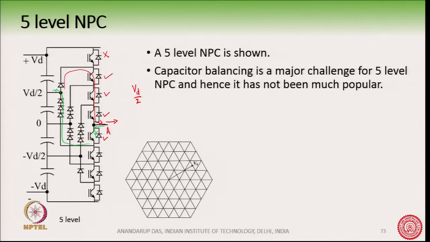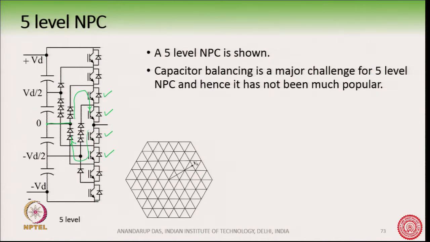So, this is how by these 4 switches we will be able to get a Vd by 2 voltage, right. In a similar way, if we want to get a 0 voltage, what can we do? We can turn on these 4 switches here. So, this point will be accessed via this. Either the current will flow like this or the current will flow like this.